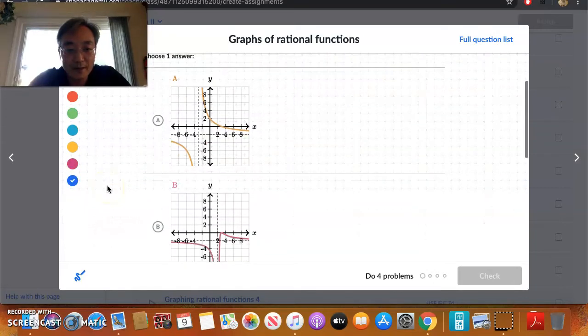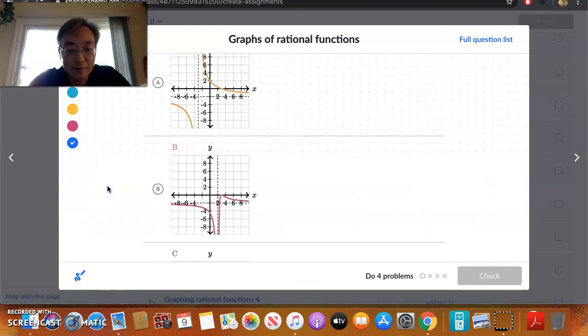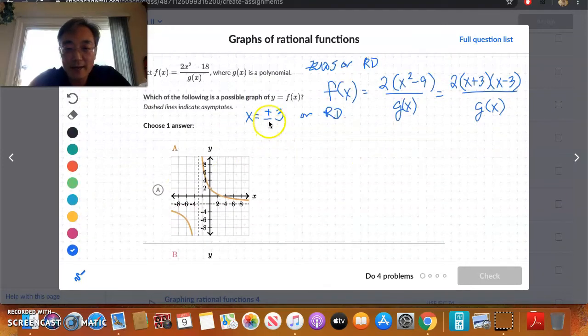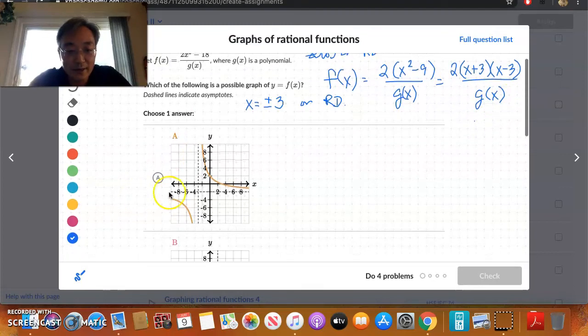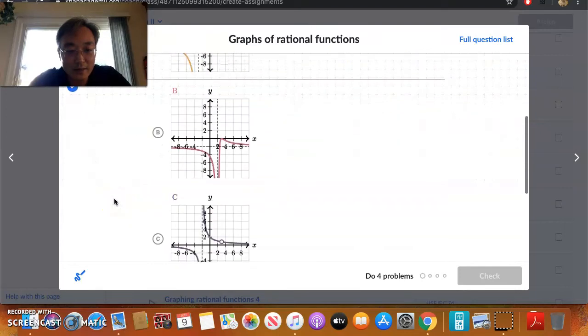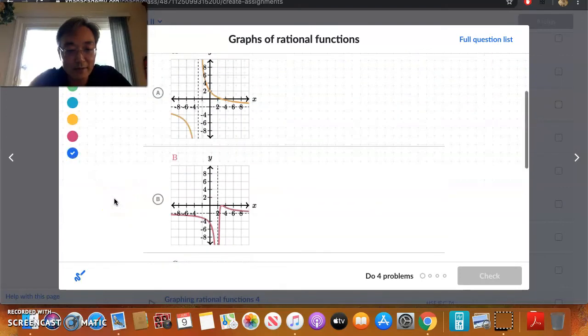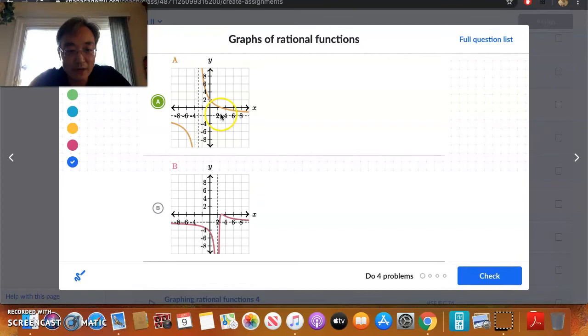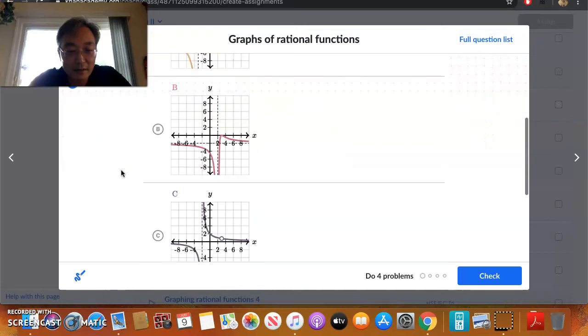So my guess here would be, well, can positive or negative 3 be a vertical asymptote? Well, if we had like x plus 3 and x plus 3, yeah, it could, right? So my guess is the only one that has something going on at both positive 3 and negative 3 is A, right? We've got a 0 at 3, and we've got a vertical asymptote at negative 3.